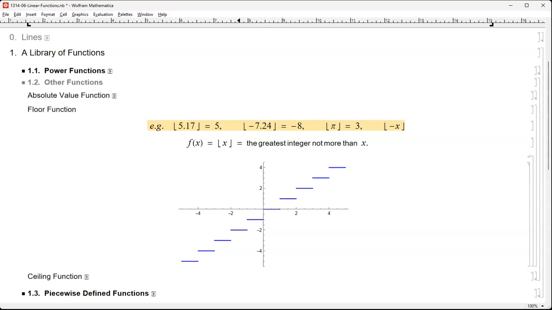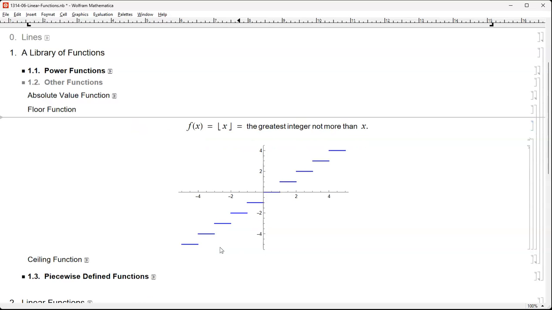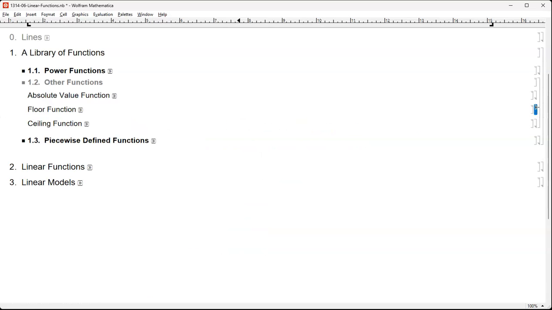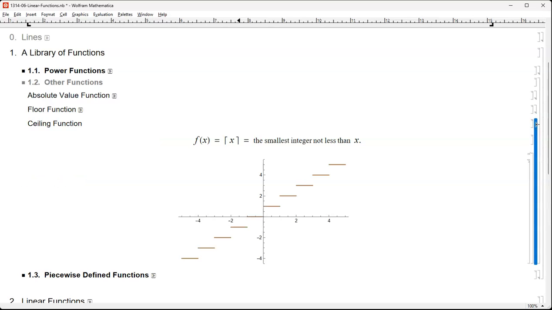And then if this is negative pi, then negative 3.14 something. So we get negative 4. Not negative 3. Negative 3 is actually bigger than negative pi. We have to go down to negative 4. Graph like this. And then the ceiling function is similar, but the smallest integer not less than x.